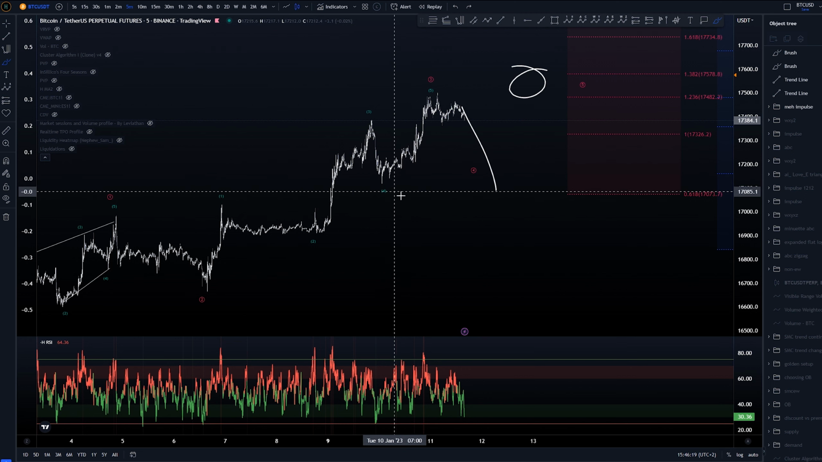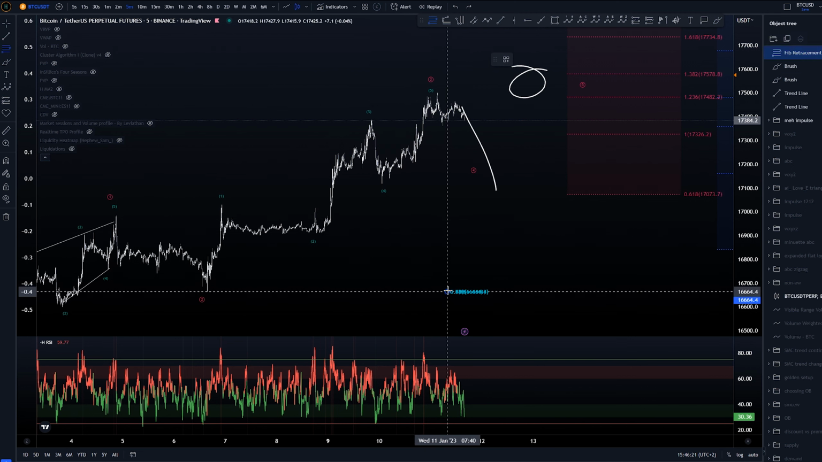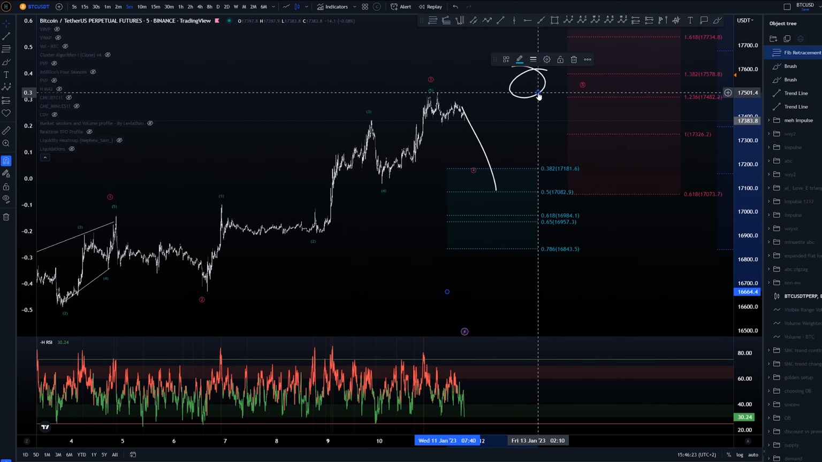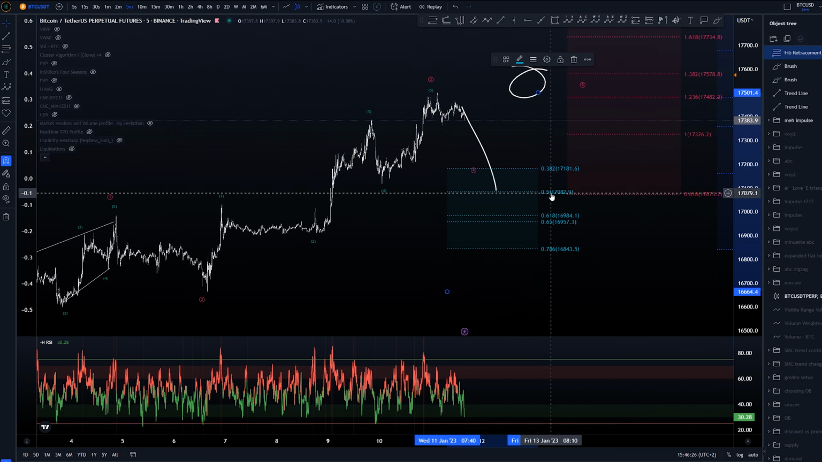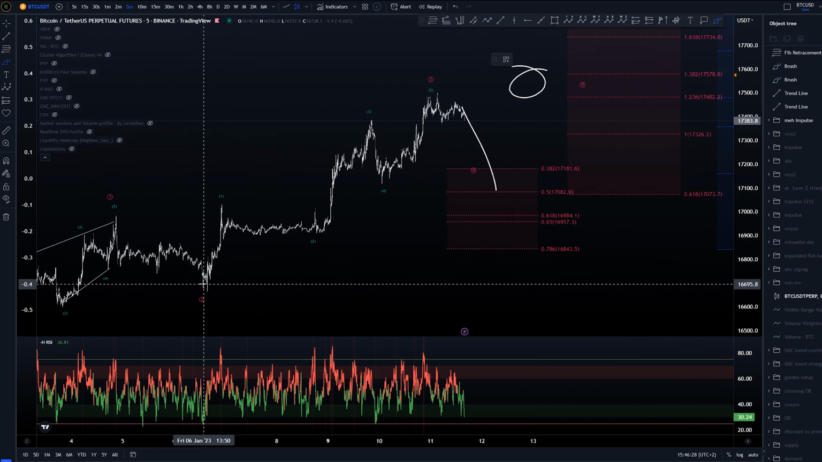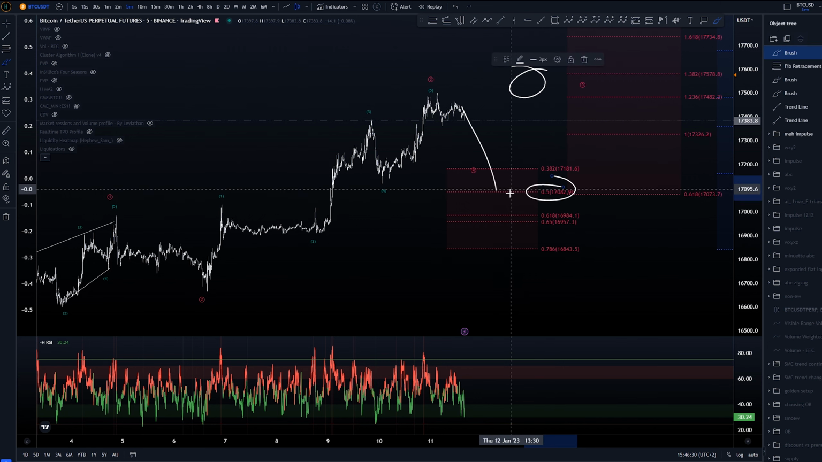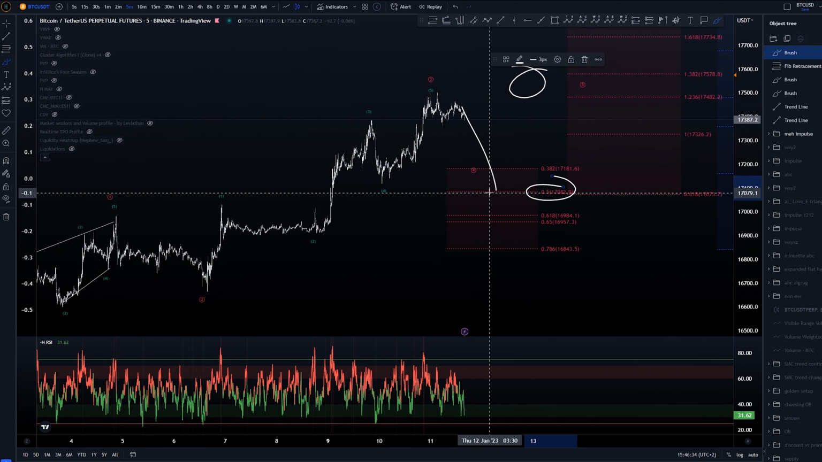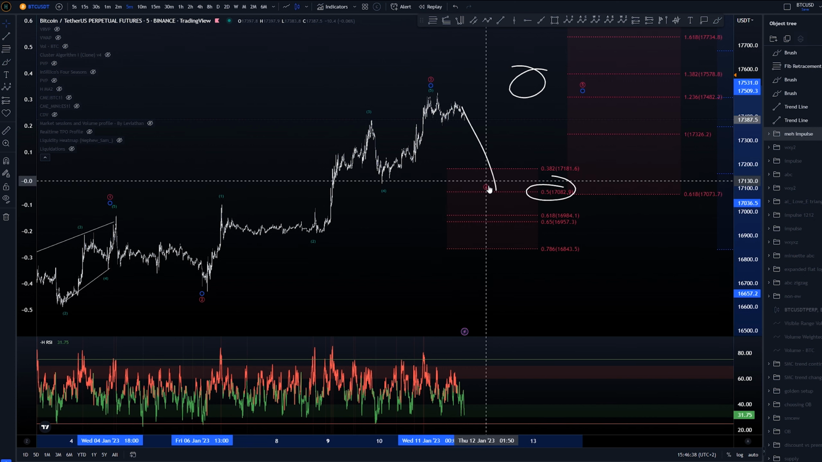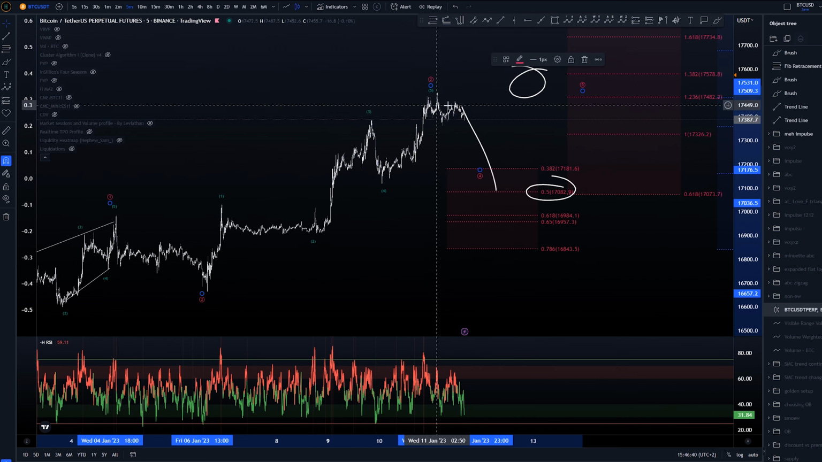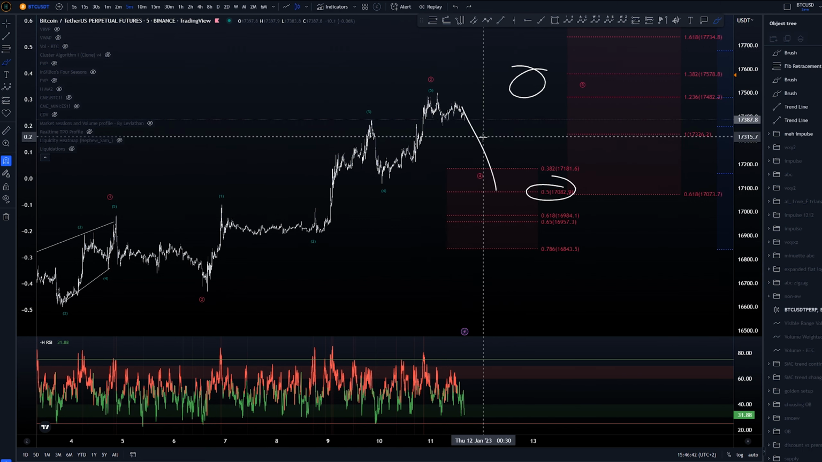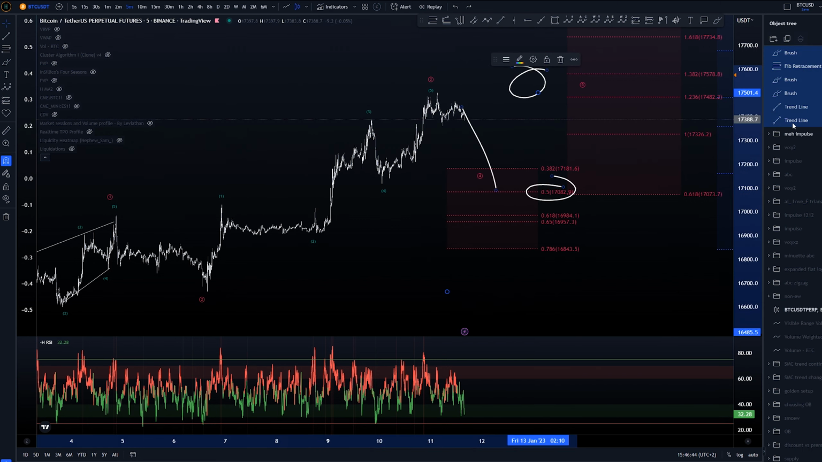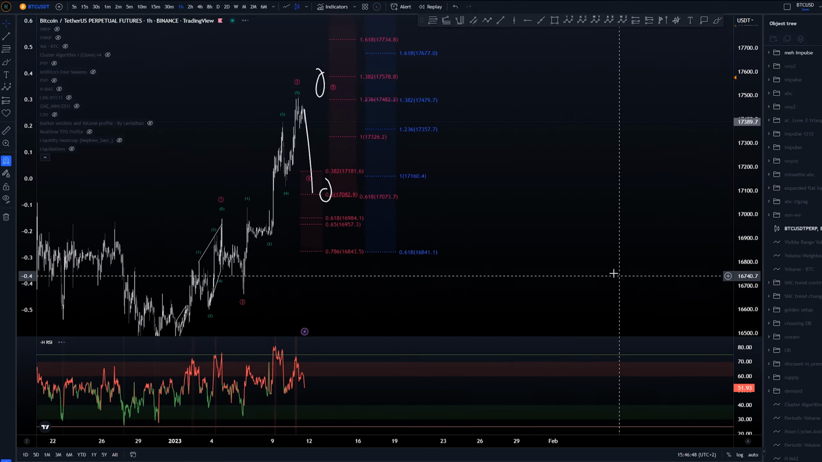That is of course possible, but even if we are going to be taking that, we can see that we are getting closer and closer to the 0.5 retracement here of that move. So again, once we tag the 0.5 or go beyond that, the probability is significantly reduced that this is a wave 4. So keep that in mind when we are looking into this count here. Those are the higher time frame degrees that I would be looking at.